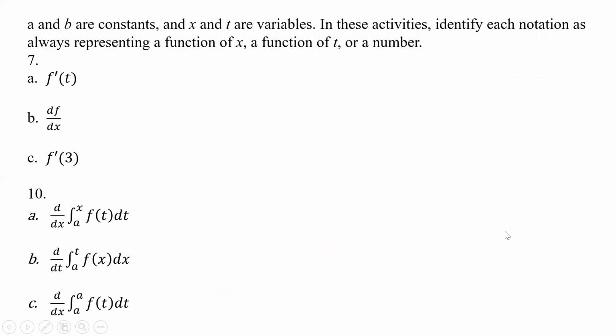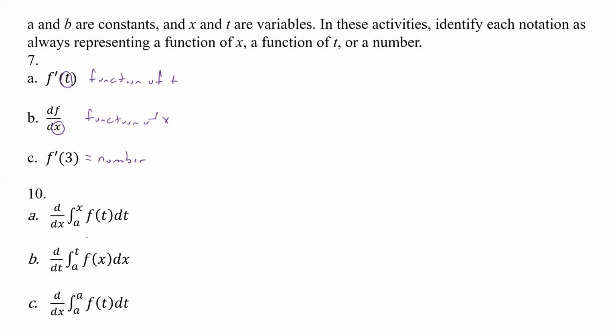All right, here we have A and B are constants and X and T are variables. And these activities identify each notation as always representing a function of X, a function of T, or a number. All right, so 7, we have f prime of t, our first derivative, we have df dx, and we have f prime of 3. Well, this is going to be easy. If we're plugging in 3 into a function, we're always going to get a number out, so we can start with that one. Now, with this one, we look at our denominator, and that's going to tell us our output. It's going to be a function representing x, so it's a function of x. And this one is a function of t.